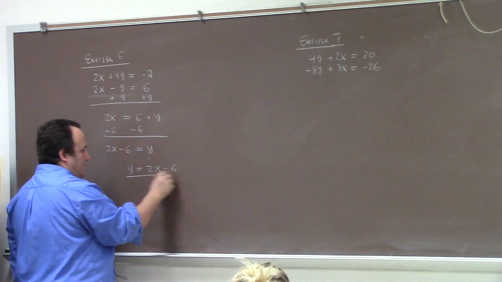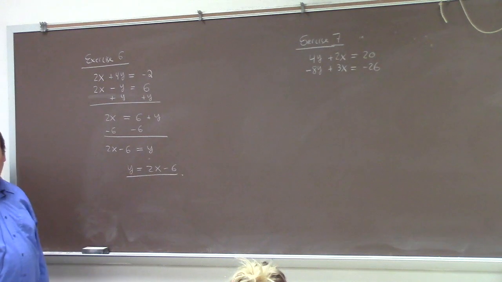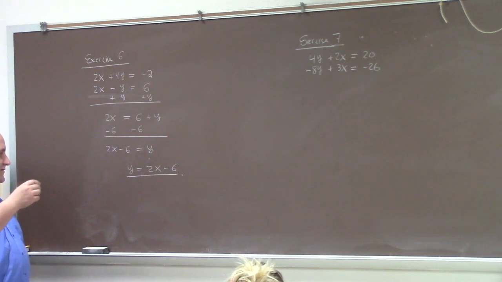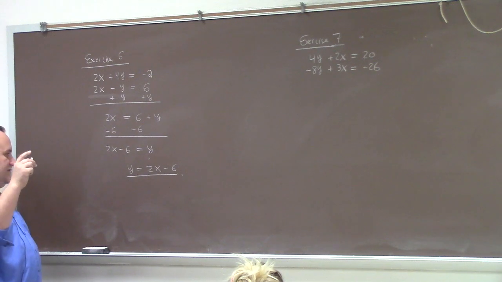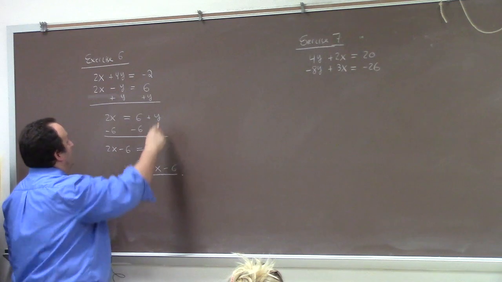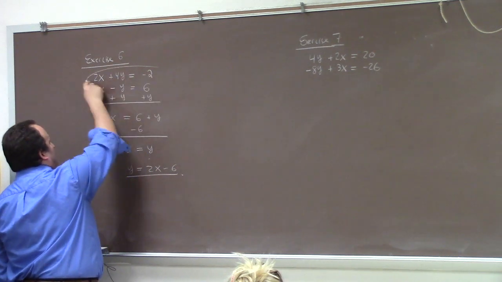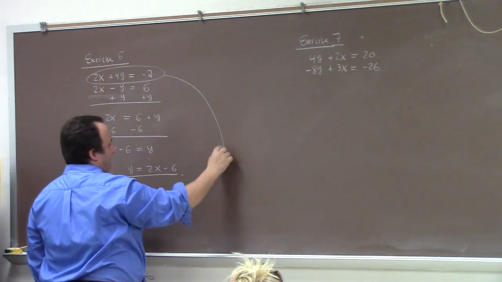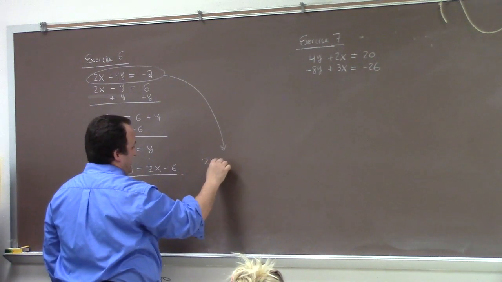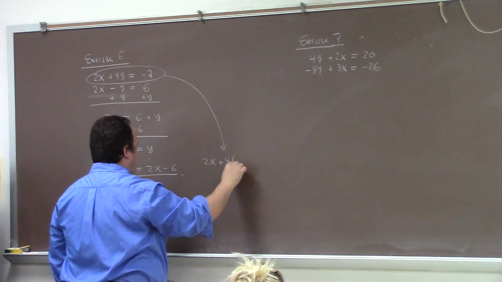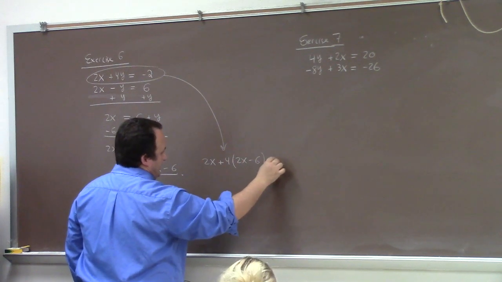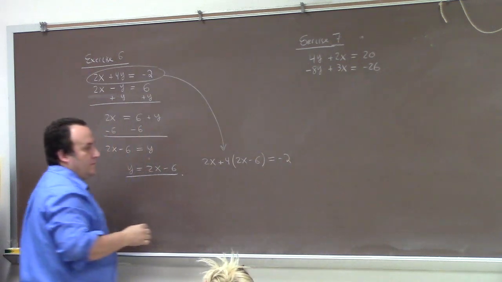Okay, so there we go. Is that the solution? Well, that's not the solution yet, right? But we have substituted. That gives us a way to substitute in x for y. So we take this and go back up to the equation that we haven't used, this one. And we get 2x plus 4 times (2x minus 6) equals minus 2, right?